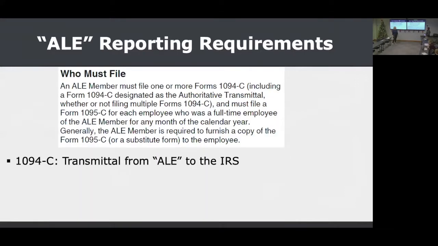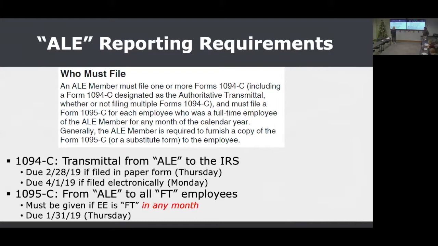So first, who must file? You'll remember there are two different forms, right? We're going to start talking the forms language. So everybody out there that's been tuning out because your board offers full single, we'll reel you back in right here. The 1094C form, that's your cover letter.